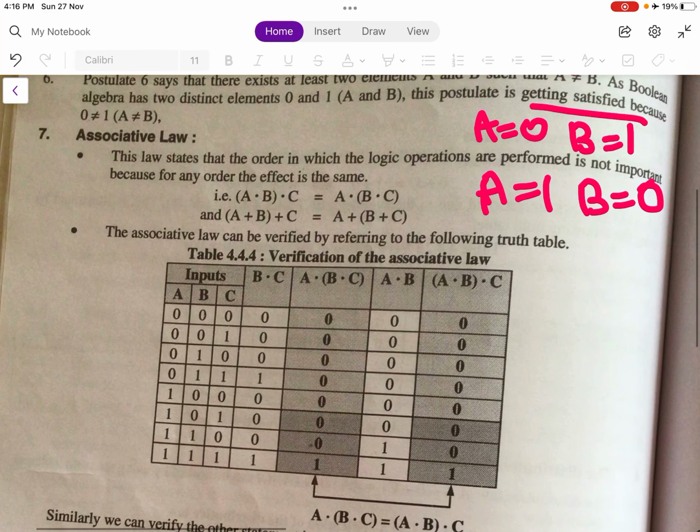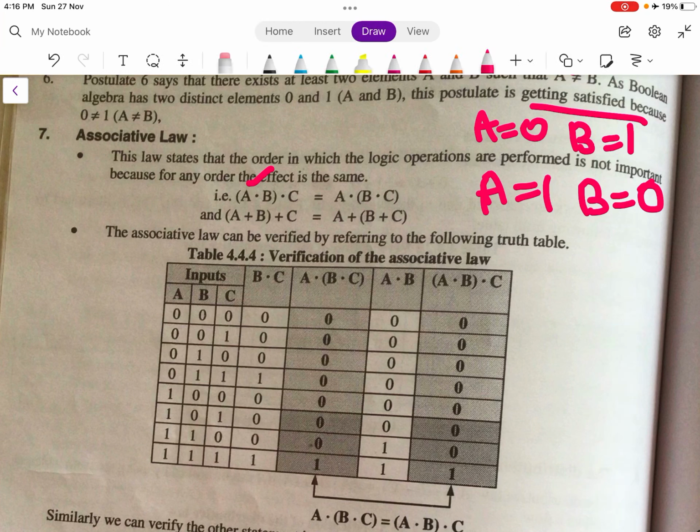Associative law. This law states that the order in which the logic operations are performed is not important, because for any order the effect is the same. If you do (A into B) into C or A into (B into C), that means you first solve one bracket and then multiply by C, or you first solve the other bracket and then multiply. The answer is the same. Similarly, you first solve the A plus B bracket and then add C, or you first solve the B plus C bracket and then add A. The answer will be the same.